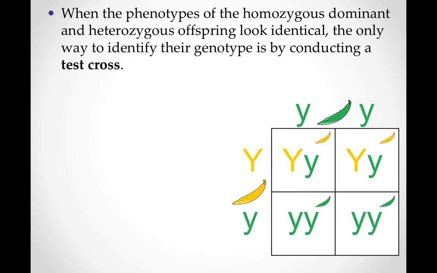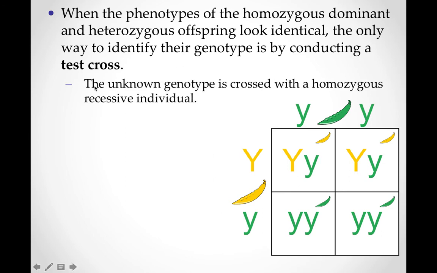Same thing goes when we have a homozygous dominant or heterozygous offspring with the test crosses. Okay? So now we have a homozygous dominant, which is homozygous means the same. And we have a heterozygous offspring over here, meaning it has one of each allele. This has the same allele. So the only difference is the genotype. By conducting this test cross, the unknown genotype is crossed with a homozygous recessive individual.